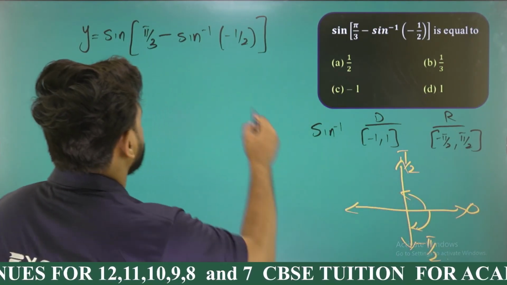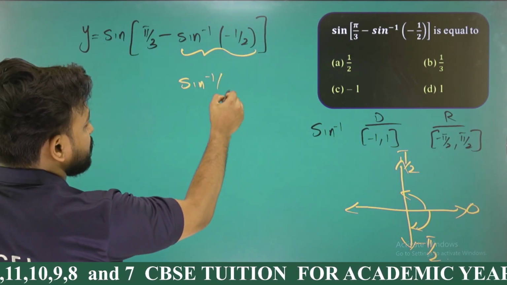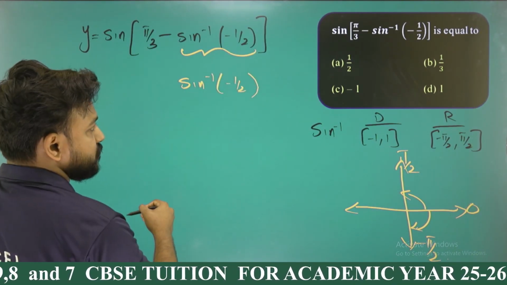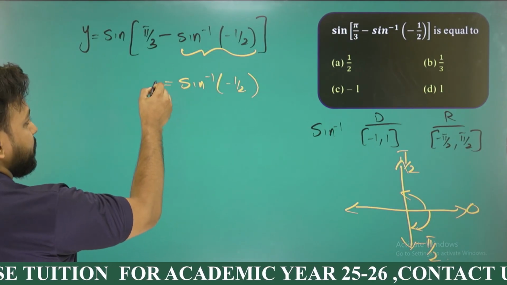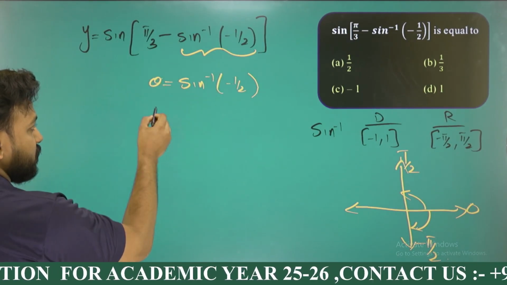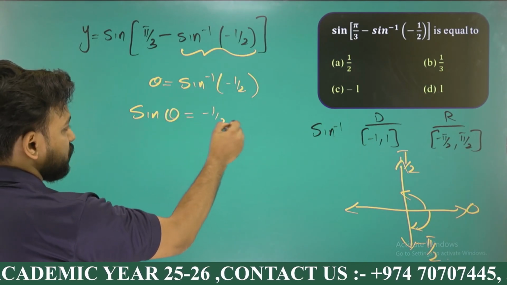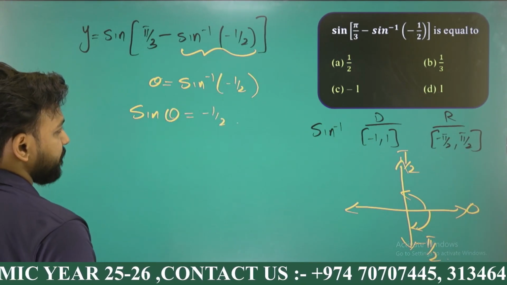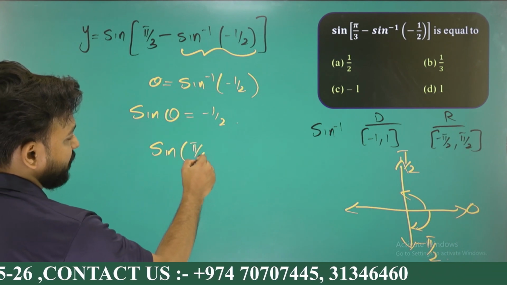Okay, anyway, first of all, you need this value. What is it? Sine inverse minus 1 by 2. Ready? I'm calling it theta. So I'm taking sine to this side, you will get sine theta is equal to minus 1 by 2. Ready? When you will get 1 by 2 for sine, when you put pi by 6, you will get what?